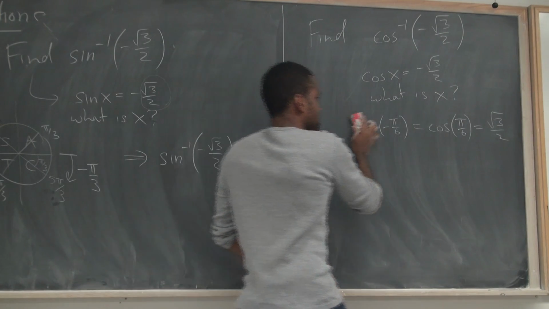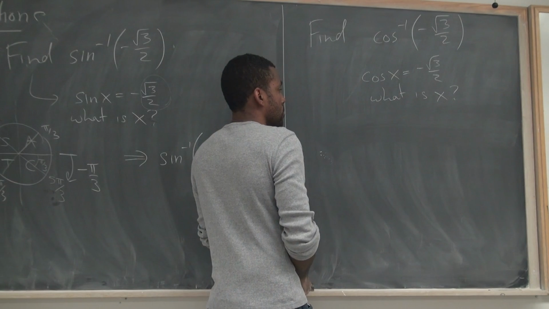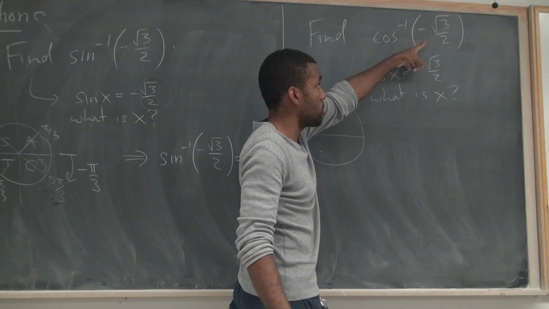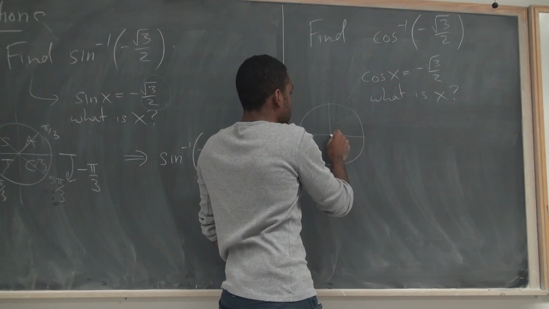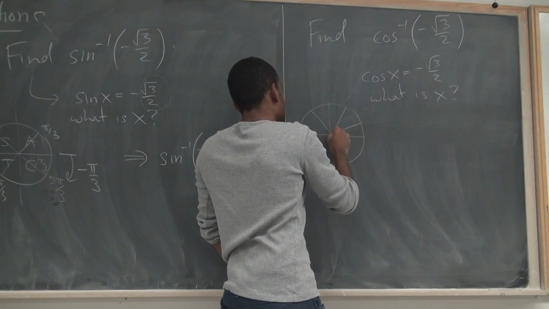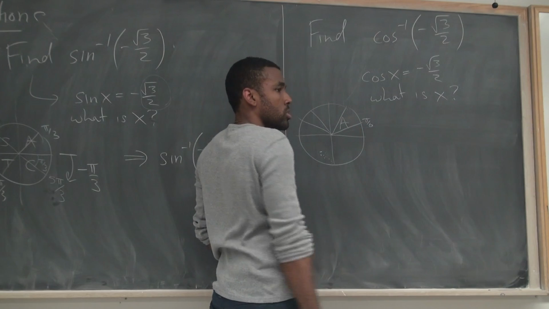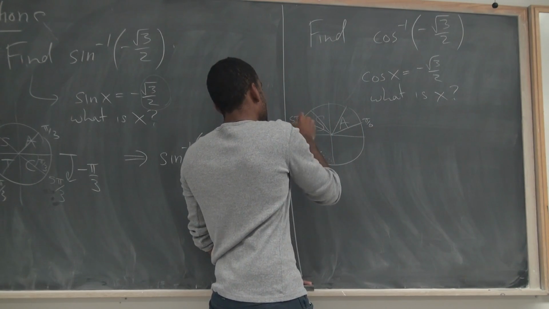5 pi over 6. So you know, to hit something like radical 3 over 2, pi over 6 is going to be your reference, right? That means you take pi, you divide it into 6 pieces. The first guy is pi over 6, but cosine is positive in this quadrant. You move to the other quadrant. That's 5 pi over 6.